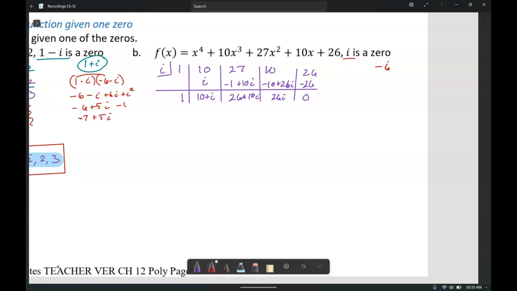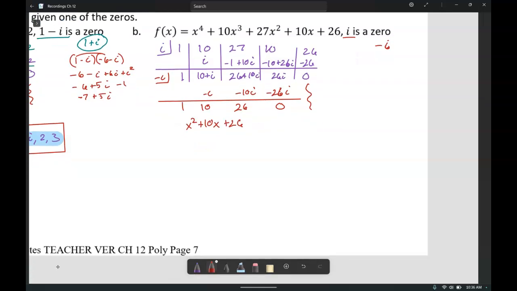So we get our remainder of 0, and then we go ahead and do synthetic division again with our conjugate, negative I. And again, we can ignore the column with the remainder. So 1, negative I gives us 10. Negative 10I gives us 26. Negative 26I gives us our remainder of 0. So we're left with x squared plus 10x plus 26. Now, this quadratic is not factorable, so we're going to use our quadratic formula.